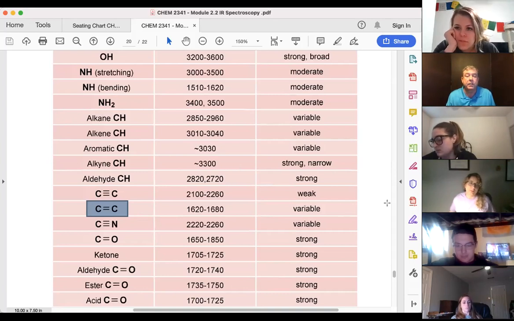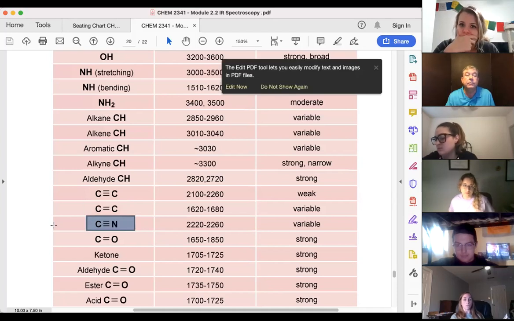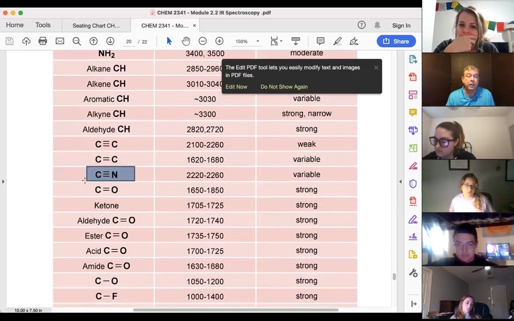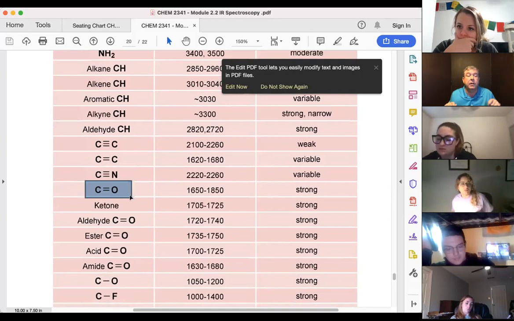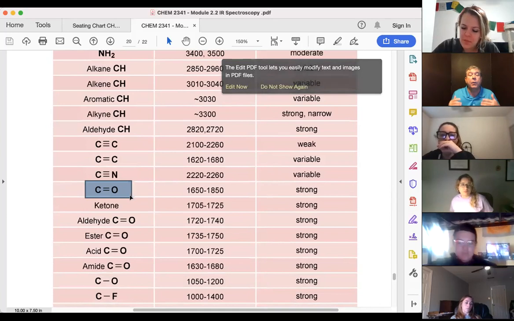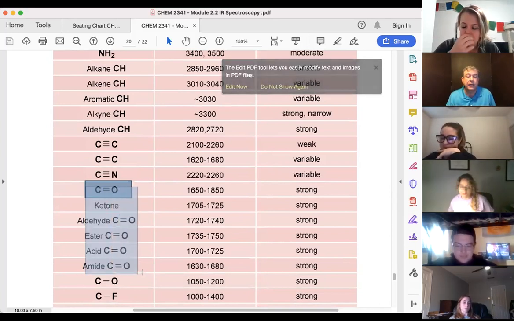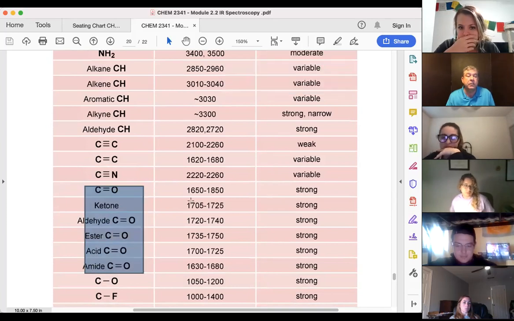All right. So nitriles are variable, but they're typically fairly strong and fairly narrow. The carbonyl compounds here, all the carbonyl peaks are usually very strong. Think about it. You have a carbon oxygen bond, that's a very polar, very polarized bond. So they always show up as strong. And so notice all of these, the ketones, aldehydes, amides, carboxylic acids, they just shift position based on their ability to have resonance structures, but they are all very strong.